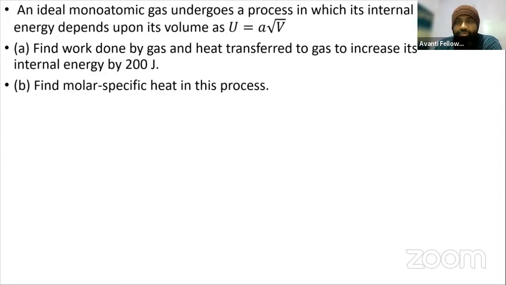Now try to solve this question. An ideal monoatomic gas undergoes a process in which its internal energy depends on its volume as U equals A root V. This is the relation given to you in terms of volume.